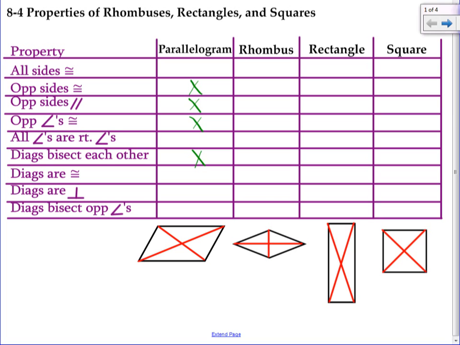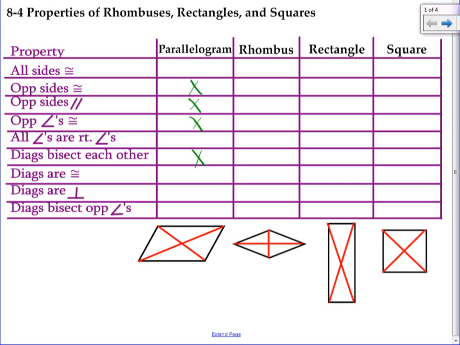Are the diagonals perpendicular in the middle? Do they make a right angle? No, they don't. Do the diagonals cut these angles in half? No, they don't. Good guess. All right, a rhombus.